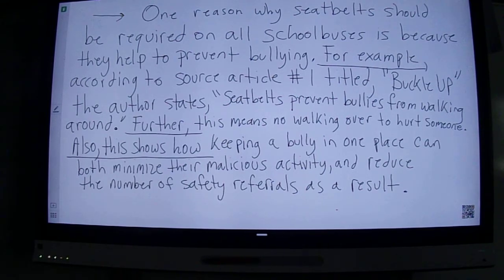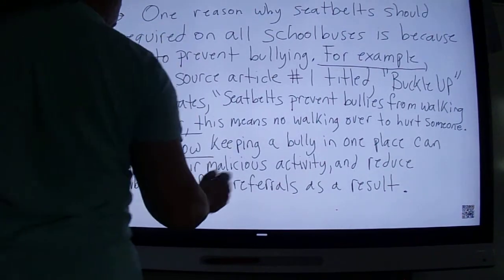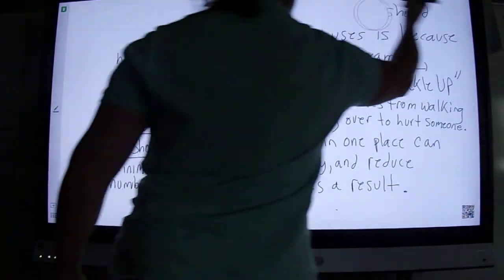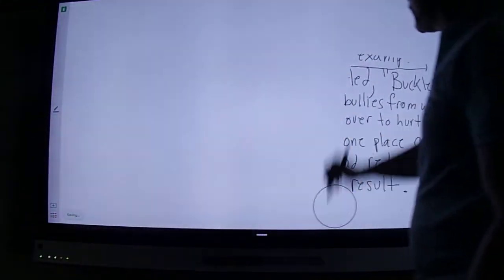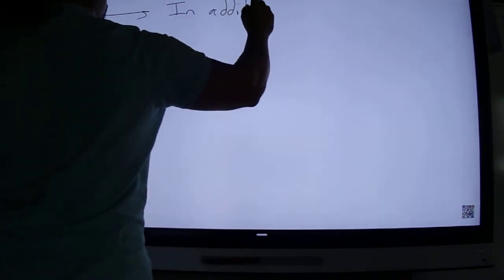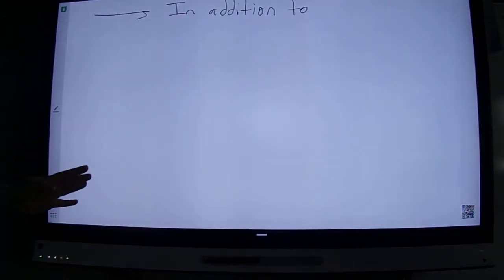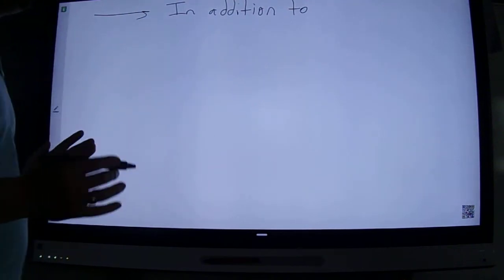Now we need to get on to the third. The third paragraph will indent and will transition in addition to. Now, we're going to mention our first reason and transition to our second. We have to use a progressive, so watch.